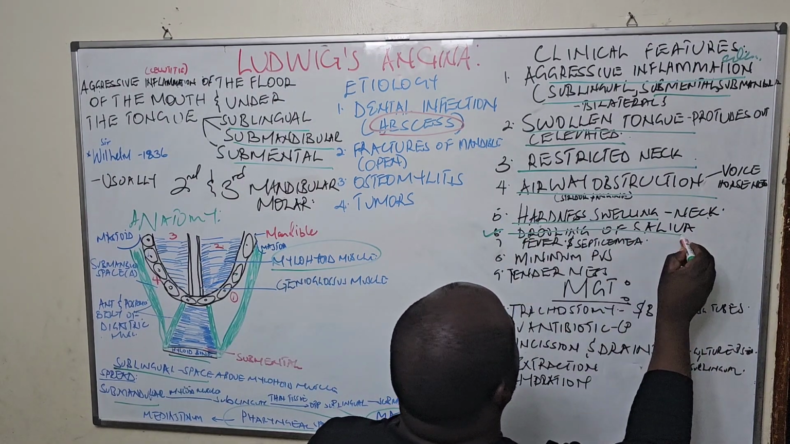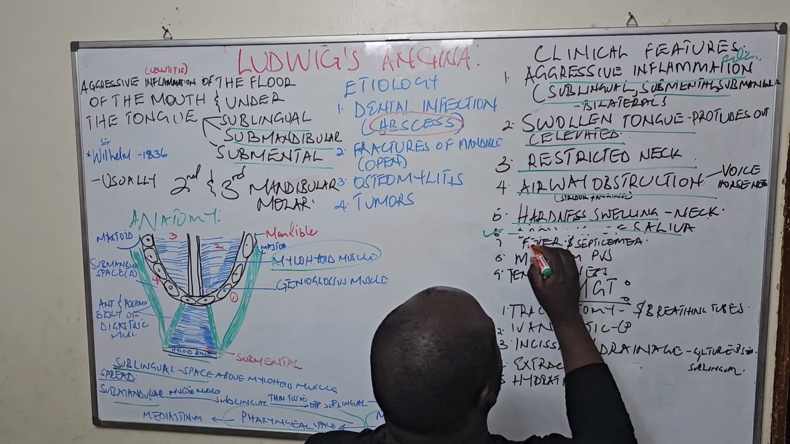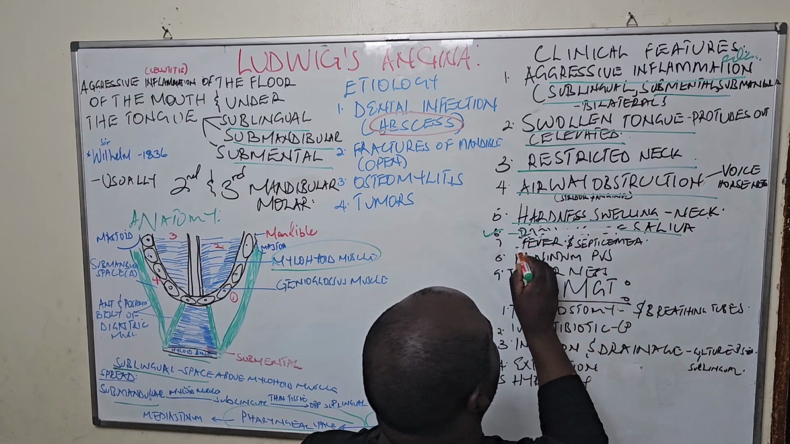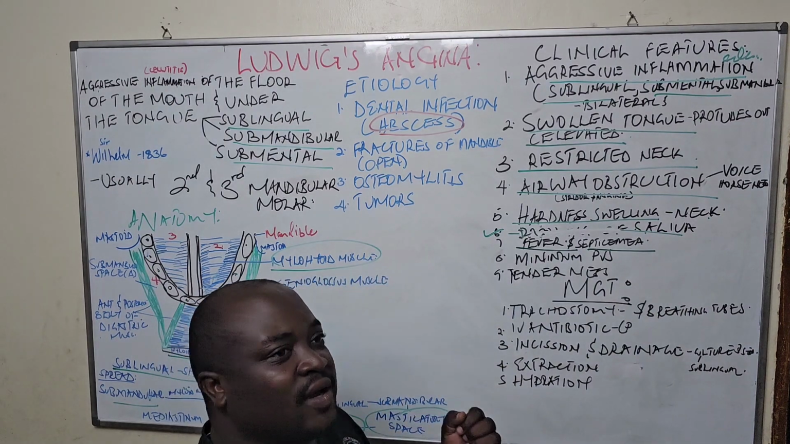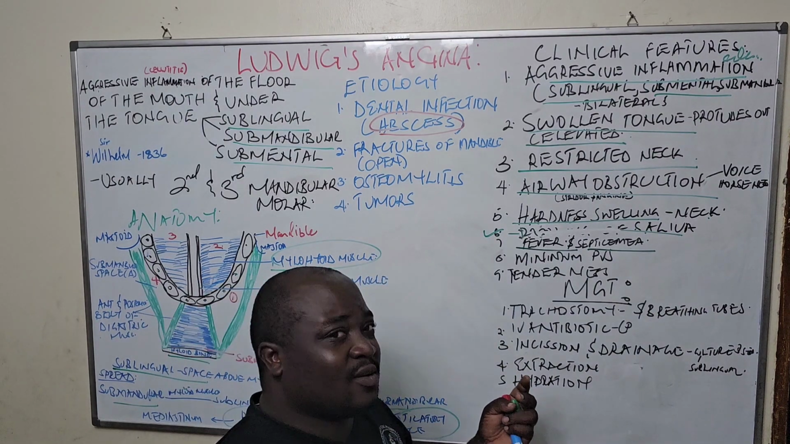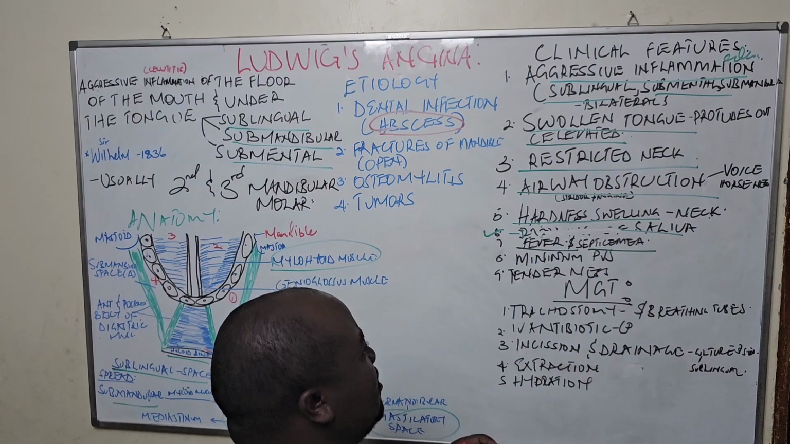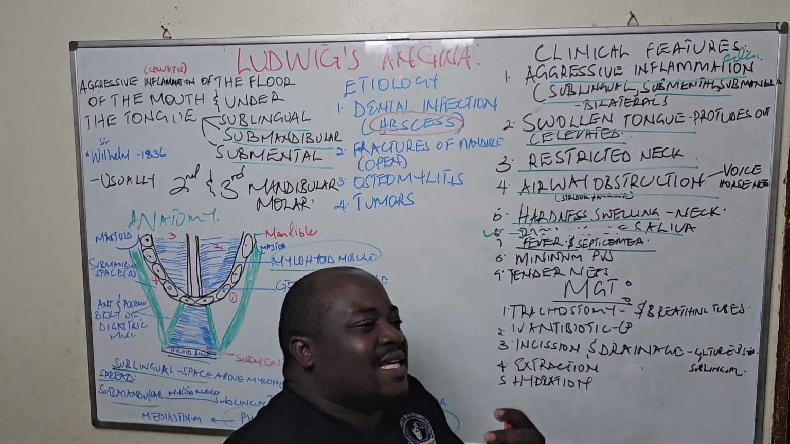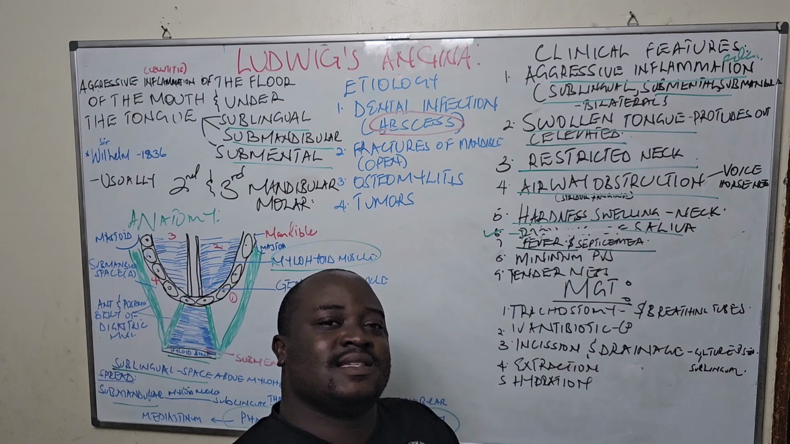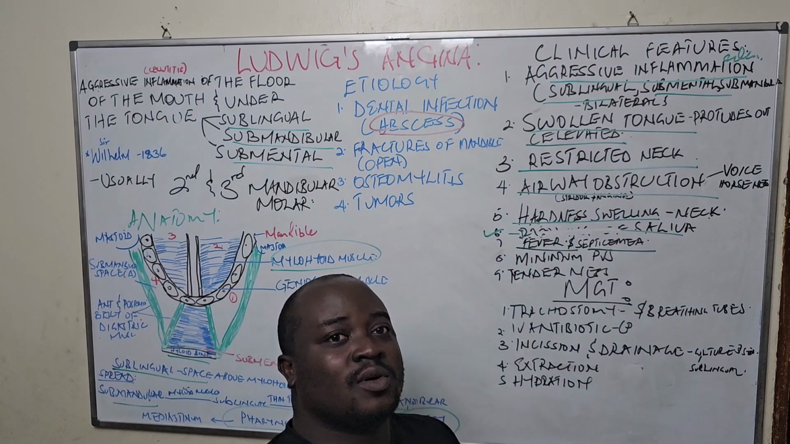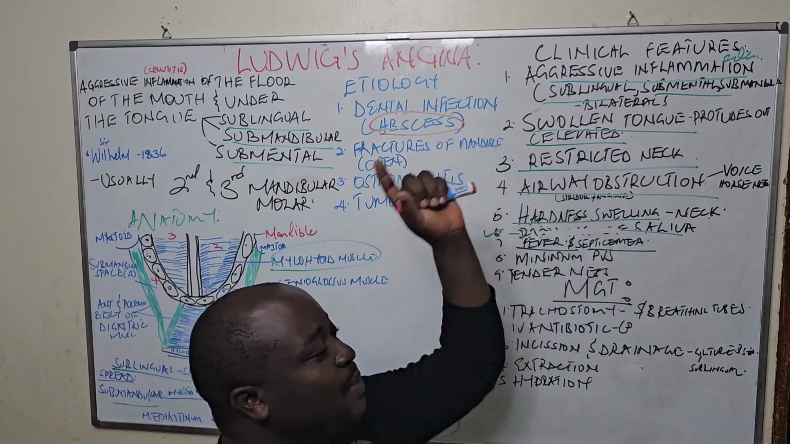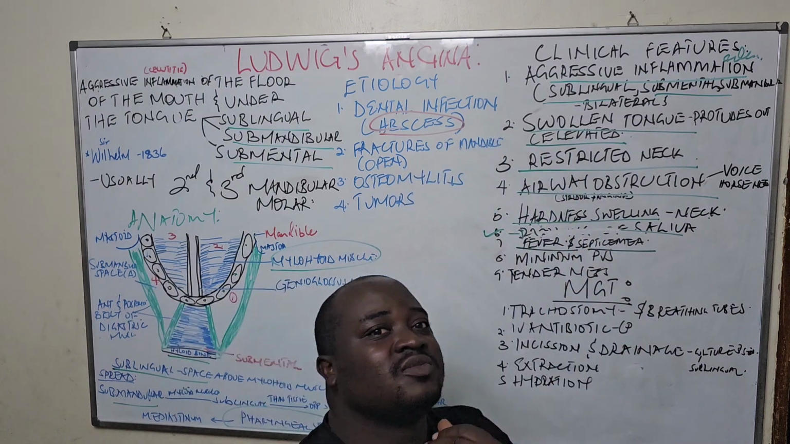Drooling of saliva. There is fever and what? And septicemia. Fever. There is pus, although usually it is very minimal. Now there is also what? Tenderness. This happens quickly as a life-threatening condition.